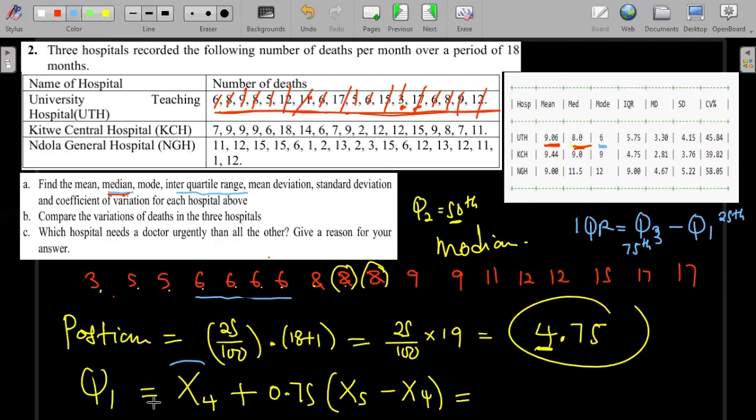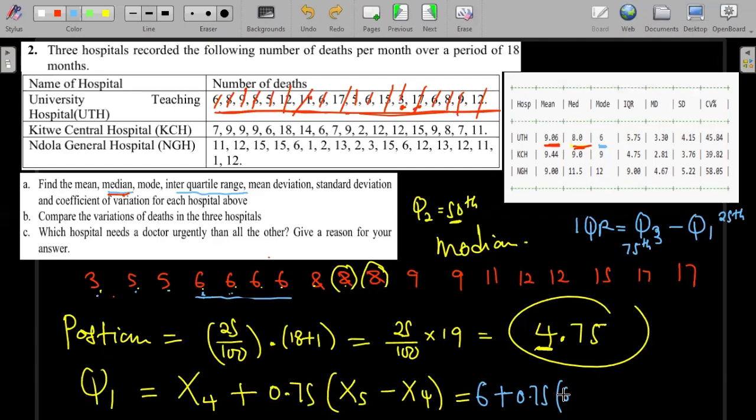So we get the X value at position 4. So X value at position 4 is which one? So 1, 2, 3, 4. It is 6. So I write 6 plus 0.75. The X value at position 5 is what? It's still 6, right? Because this is 4, 6. I mean, this is 4, 5. So the X value here is still 6.